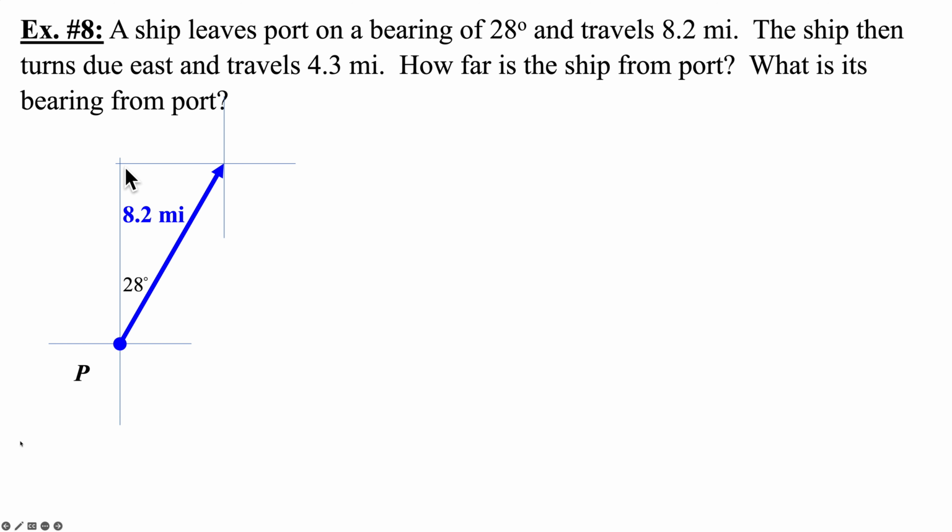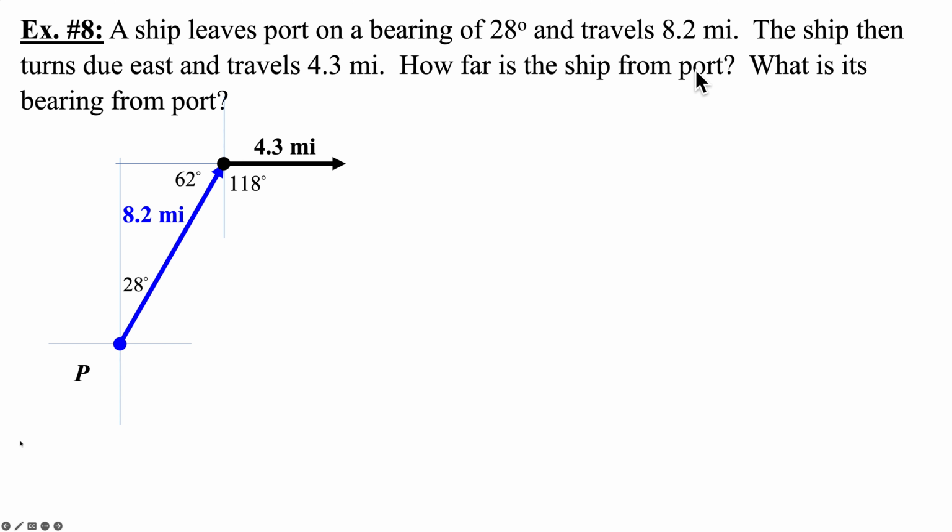Oh, look, west and north intersected. That's going to be a right angle right there. So we have a right triangle here. We're going to go due east for 4.3 miles. So since this angle here was 28 degrees in my right triangle, this angle up here in this corner has to be 62 degrees. These two are complementary angles. Well, if this is 62 degrees, then the angle forming the sum of those two vectors will be supplementary, so that would be 118 degrees.